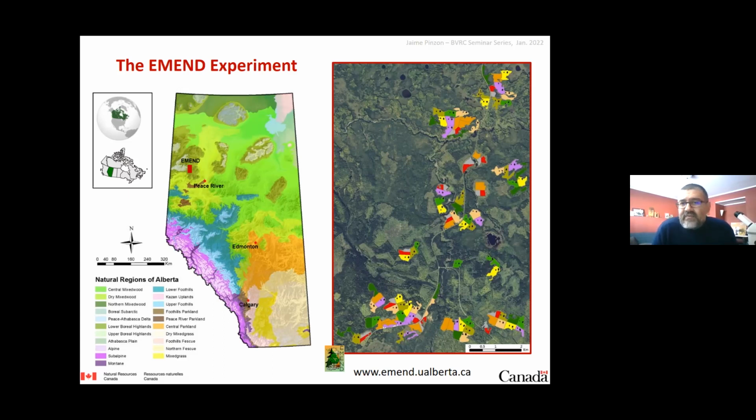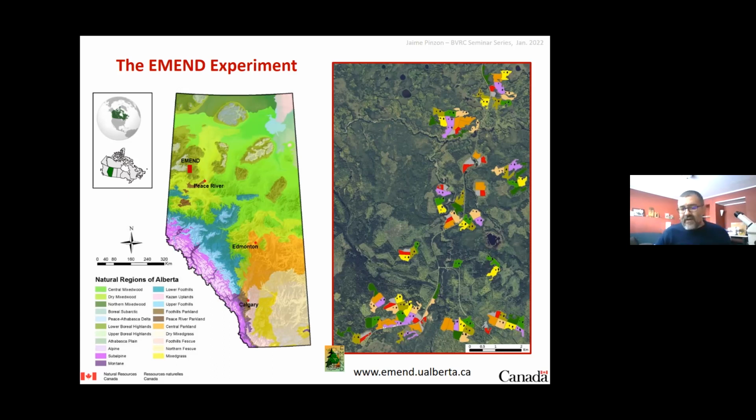So here, the map that I show you is, of course, the location of the project. This is close to Peace River in Alberta. And in this aerial view, you see a bunch of colored polygons. These are about 10-hectare compartments that have been treated to different retention levels, ranging from pure clear cuts to different amounts of tree retention left after harvesting, and some areas that were left untouched as controls.